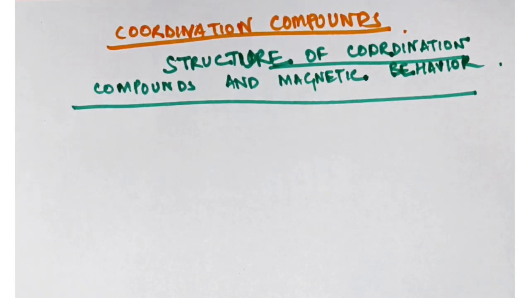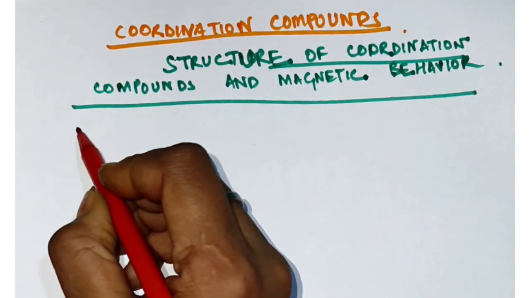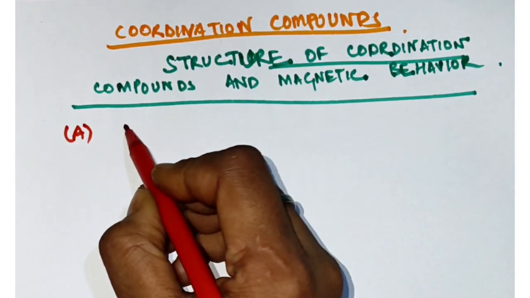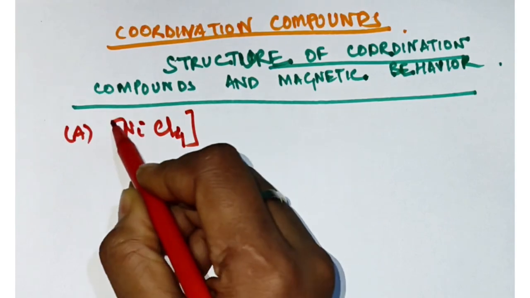So in this video, we are going to do coordination compounds, the structure of coordination compounds and how to find their magnetic behavior. What will be the structure of coordination compounds and their magnetic behavior? With the help of valence bond theory, we are going to do this. We are going to take some example molecules such as NiCl4.